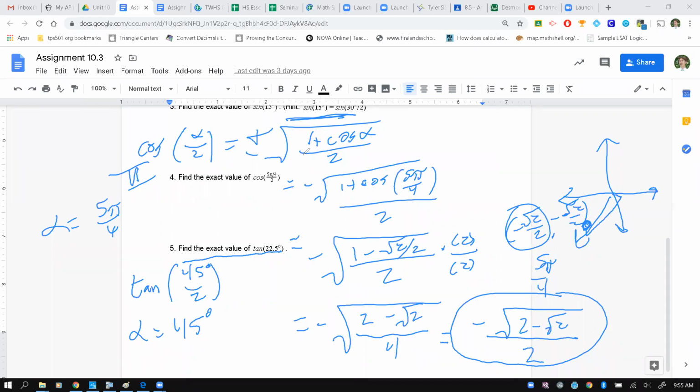All right, does that make sense? Do you have any more questions? Do you want to try to work out number 5 and then I can tell you if you got it or not? Sure. So it's the 1 minus cosine over sine, right? Yeah, that works.